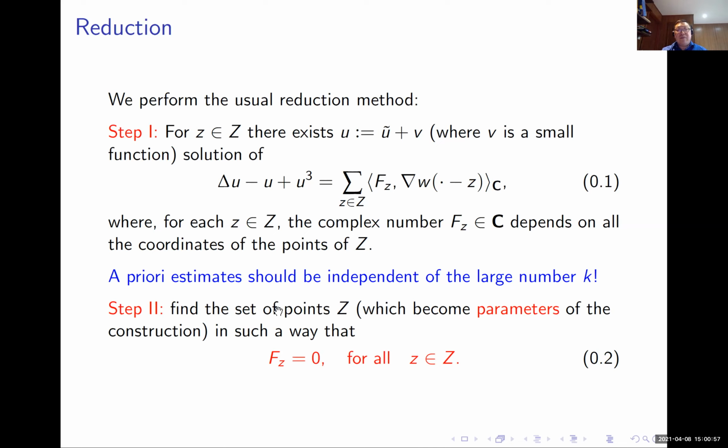In the second step, we find the set of points for which the Lagrange multiplier equals zero. So this is the reduction method. The first step is very trivial, as before, so I will not talk about it. As I said, all we need to take care of is that all the estimates are independent of the large number, the number of spikes. The problem is the second step: how to find the set of points for which this is zero, using the large number K as the parameter?